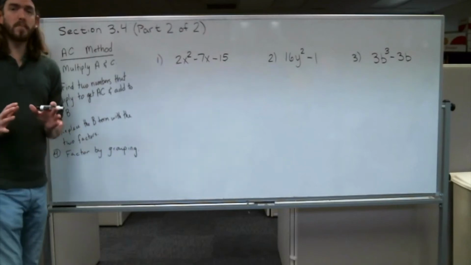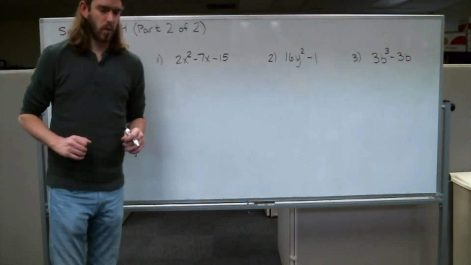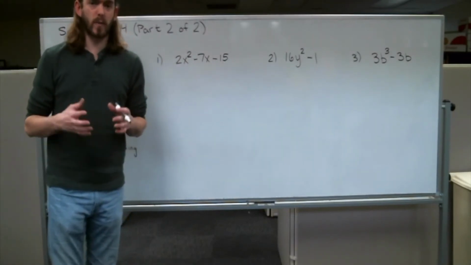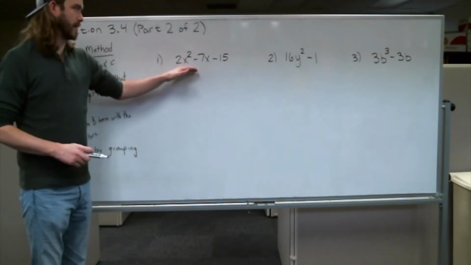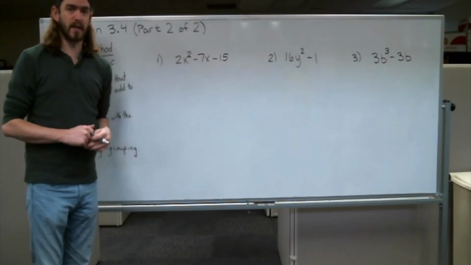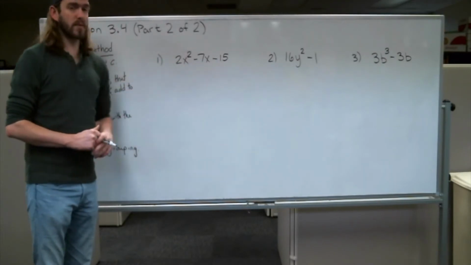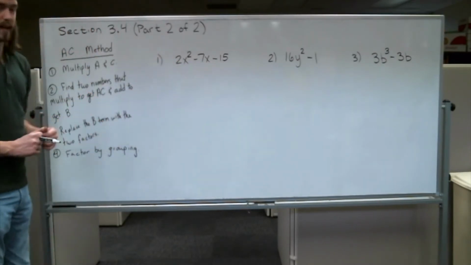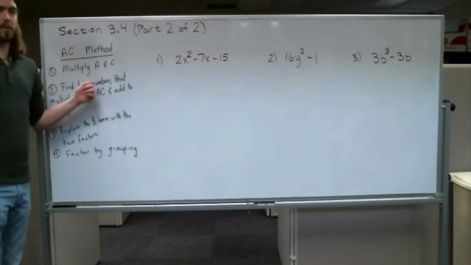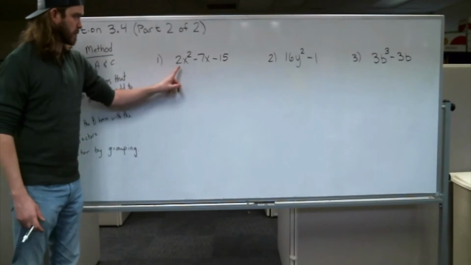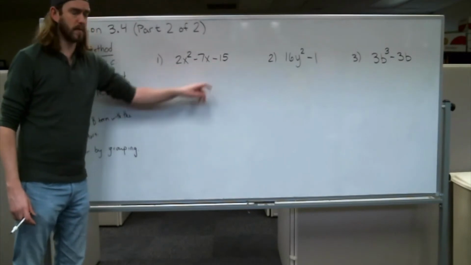All right, so we talked about simple factoring where the value in front of x squared was just 1. Now we're going to discuss what happens when we have a problem like this, 2x squared minus 7x minus 15. In order to solve this problem, you need to know how to do the AC method. The first step in the AC method says to multiply a times c. So in this case, we multiply 2 times negative 15.